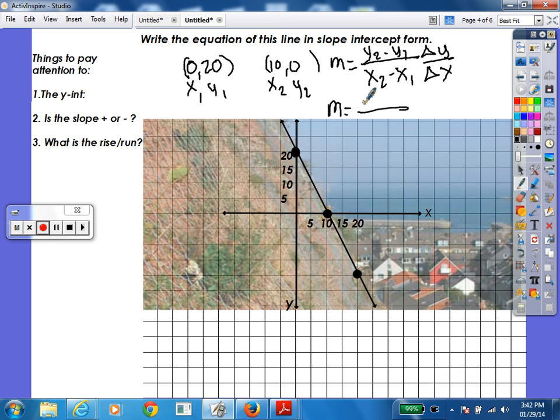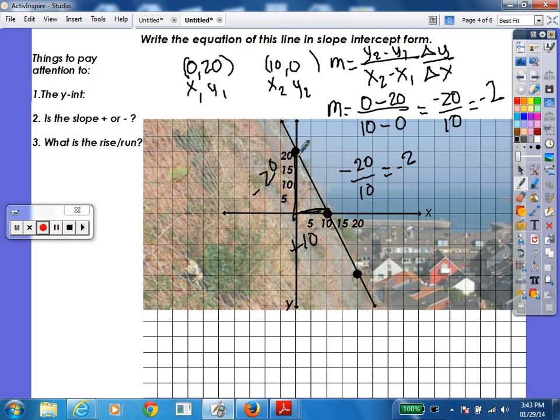So our y sub 2 is 0. Our y sub 1 is 20. So our change in y is negative 20. It went down 20 spaces, yeah? And then our change in x, which is our x sub 2 is 10, and our x sub 1 is 0. So that's 10. That gives us negative 20 over 10, which is negative 2. So we get negative 20 over positive 10. But when we reduce that down, we get a slope that's negative 2.